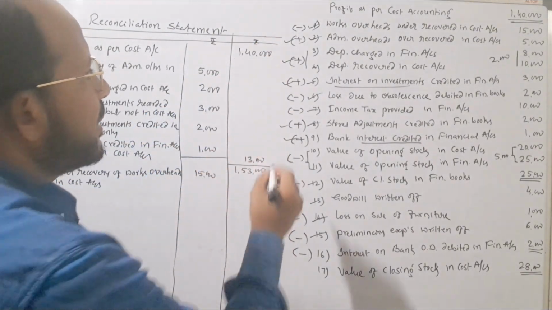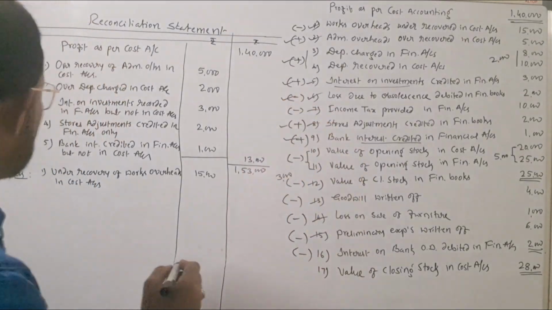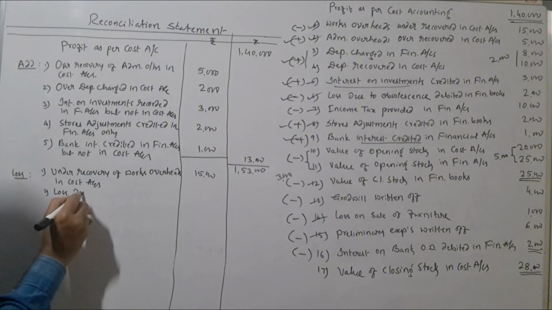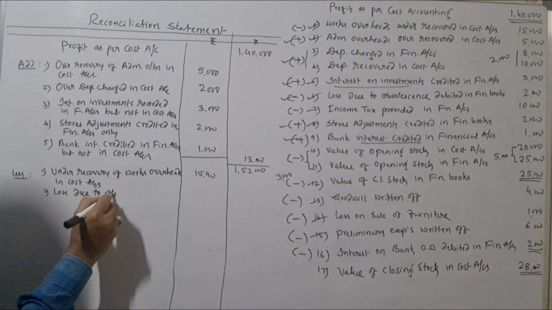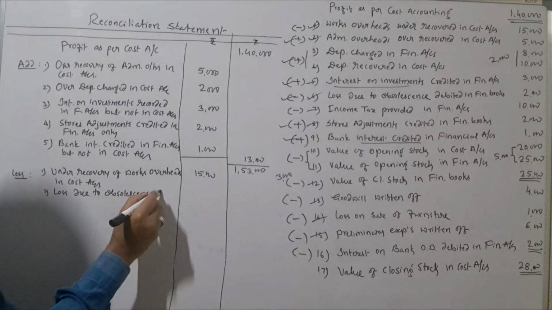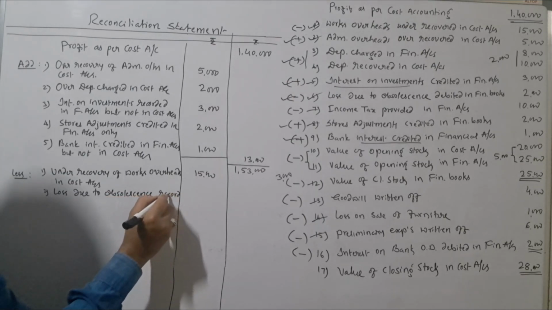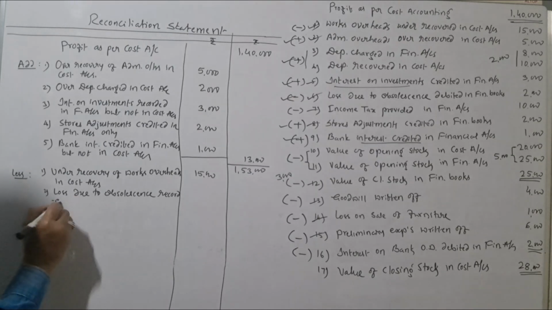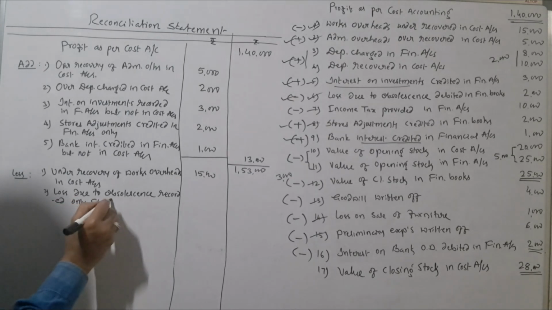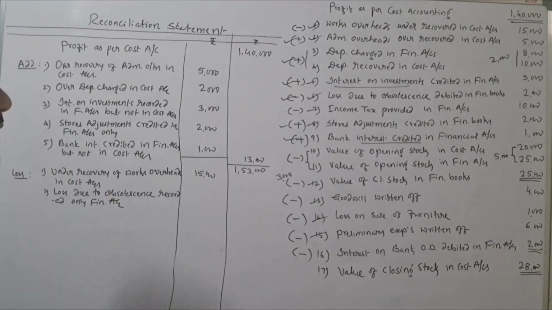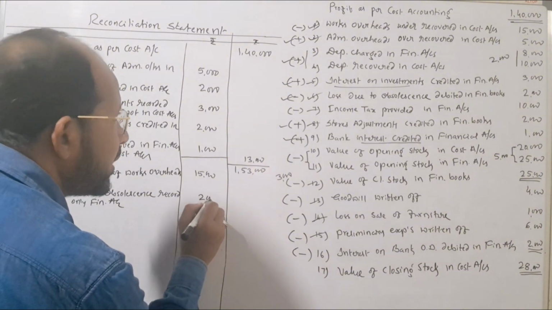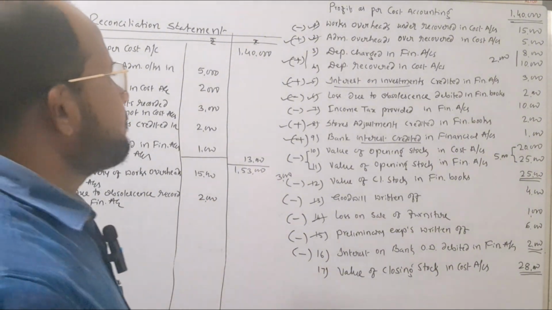After this, here loss due to obsolescence. Number 2, loss due to obsolescence recorded only in financial books. Recorded only in financial accounts but not in cost accounts. That is why here rupees 2,000 is to be deducted.